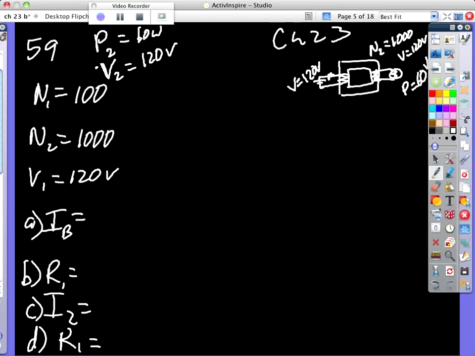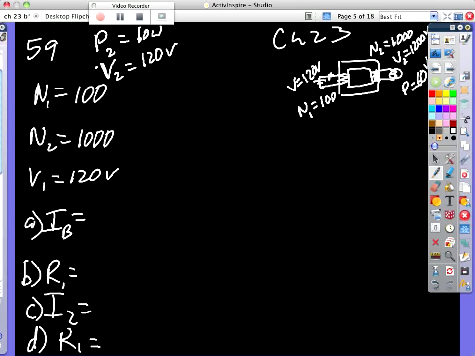Actually, I should say, this is 120 volts, which means this one, V2, has to be 1200 volts. This is 120 volts and an N1 of 100. Okay, that's what we know so far.